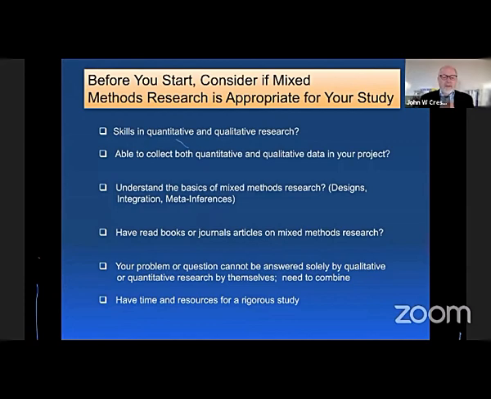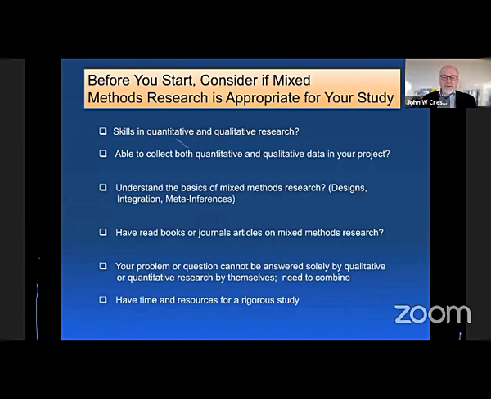I think you need to read a little bit about mixed methods. You need to read an introduction to mixed methods research, or one of the many books, or even look at one of those mixed methods articles in South America, in Brazil and Ecuador and Peru and other places that I've mentioned. Reading some books and journal articles is very, very important to understand this.